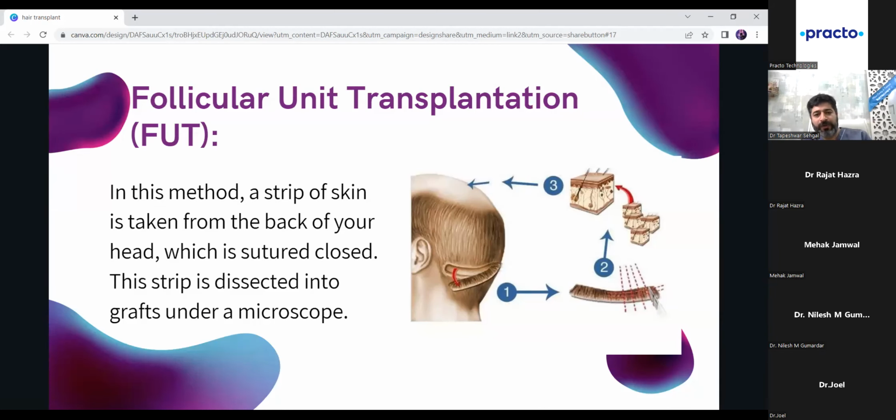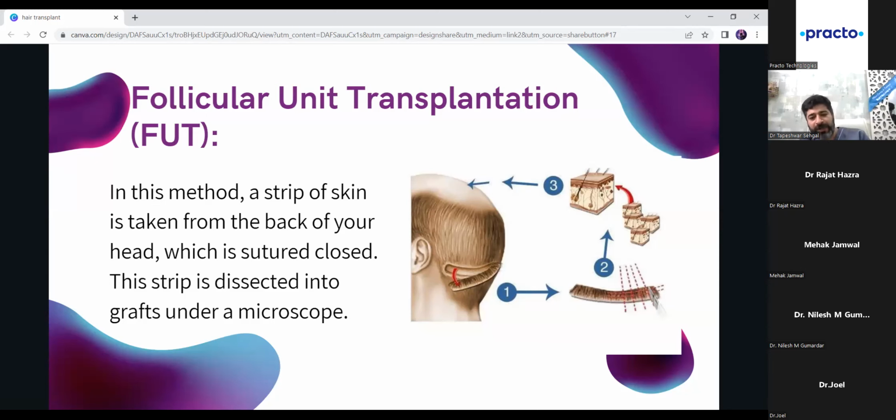One slide about FUT transplantation. To repeat, we give a cut, and a strip of skin is taken from the back of the head. Why the back of the head? Because it is there that the maximum density of hair is, and even the most bald person will have some hair at the occiput area. This strip is closed primarily, we do suturing, and the technique has evolved to trichophytic closure, where the stitching is done in such a way that the hair grows through the scar also.